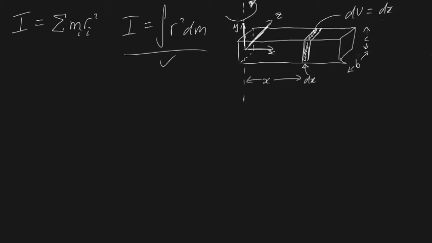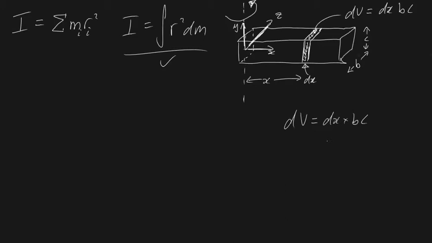So in other words, we can say that our volume is, remember, length times base times height, which is dx times b times c. Let me write that down here so it's a little bit more clear. That means dV, the volume of our element, is dx times bc.